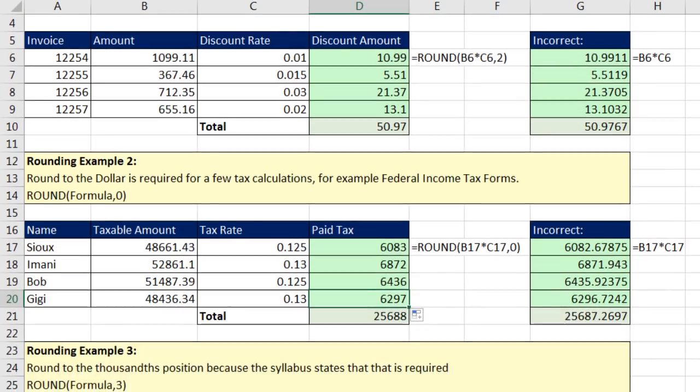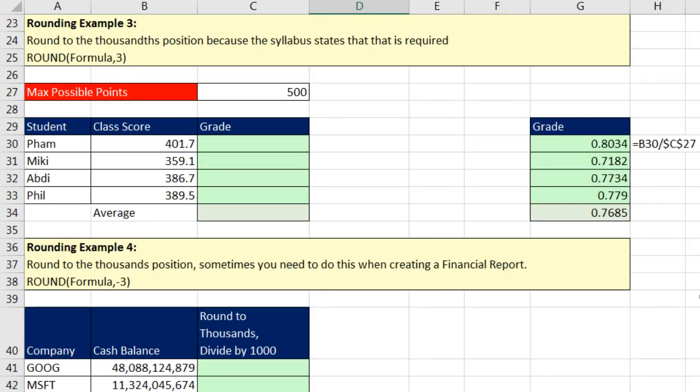Now let's look at another example. This follows up on our grading example. We want to see how to round to the thousandths position because the syllabus states that it's required. That's right. In some contracts for grading, it'll tell you exactly which position they're going to round your decimal grade to before calculating your final grade. Now, we have individual scores, and we need to compare each one to the total. So we're definitely going to use division. But the syllabus says over here, decimal 1, 2, 3, we're required to round to the thousandths position.